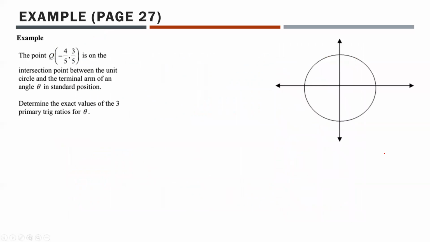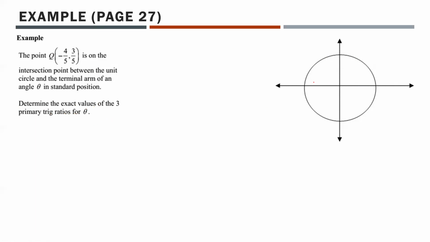Anyway, for an example, this is actually where we need to go with this, so don't worry about that last thing. The point Q, -4/5 and 3/5, is on the intersection point between the unit circle and the terminal arm of an angle theta in standard position. Determine the exact values of the three primary trig ratios for theta.